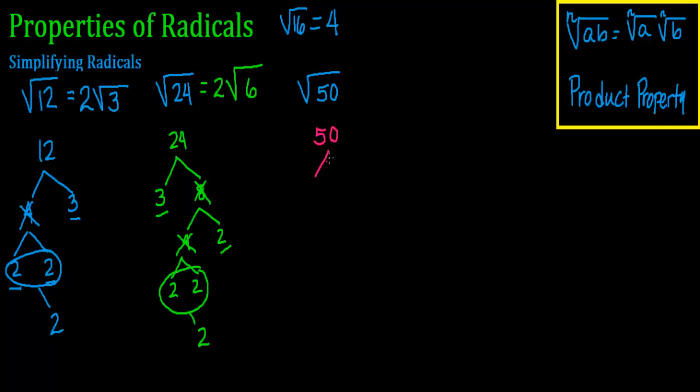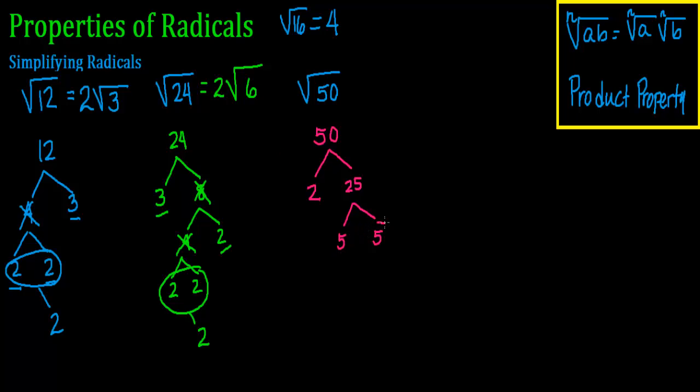You can break it up into 2 times 25 or 5 times 10. I'm going to do 2 times 25. And then, since 2 is a prime number, I can't break it up anymore. 25, I'm going to do 5 times 5. 5 is a prime number. I can't break it up anymore, so I'm done.